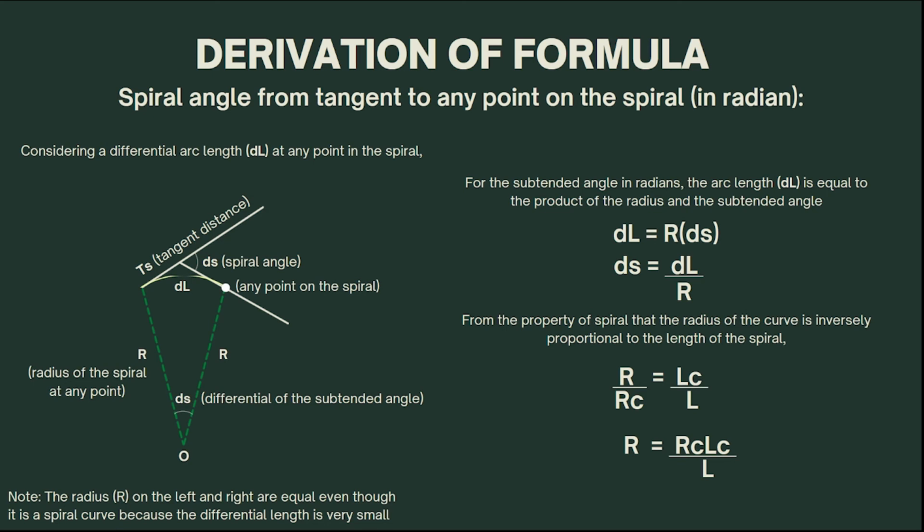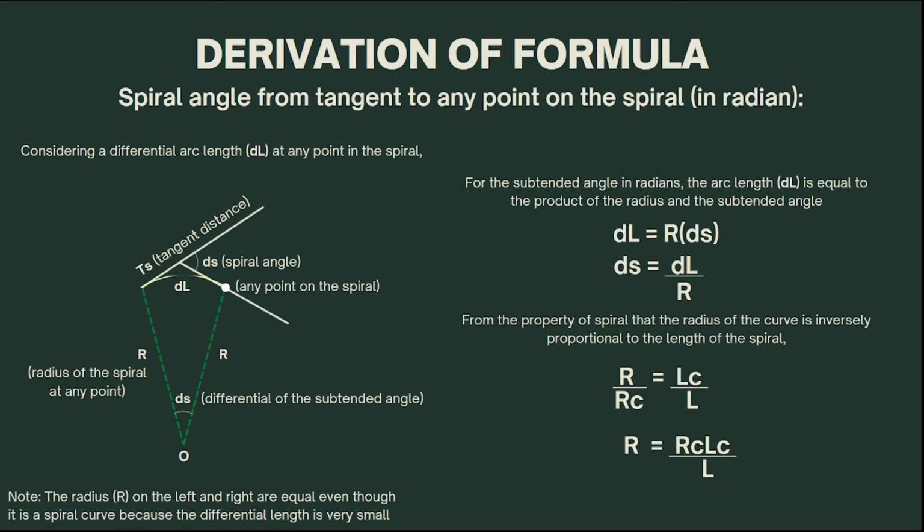This is because the differential length is very small and thus creates a negligible difference between the two radii. Following the principles of trigonometry, for the subtended angle in radians, the arc length dl is equal to the product of the radius and the subtended angle. This is how we came up with the formula dl equals r times ds. We simplify it to ds equals dl over r. From the property of a spiral that the radius of the curve is inversely proportional to the length of the spiral, we come up with the formula r over rc equals lc over l.